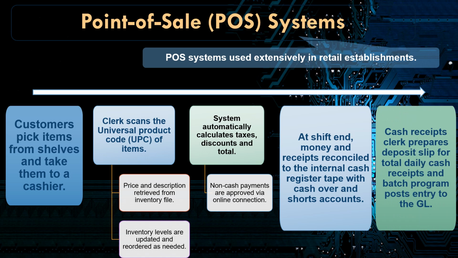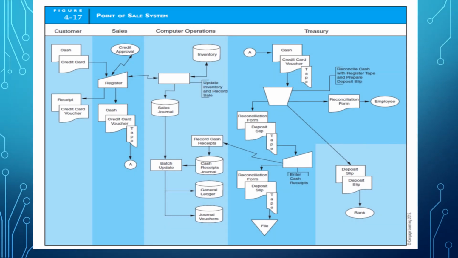And then the cash receipt clerk prepares the deposit slip for the total daily cash receipt, and a batch program posts entries to the general ledger. So this figure illustrates the point of sales system flow chart, and it shows that the transaction processing of cash received starts with two options, either receiving cash or credit card.